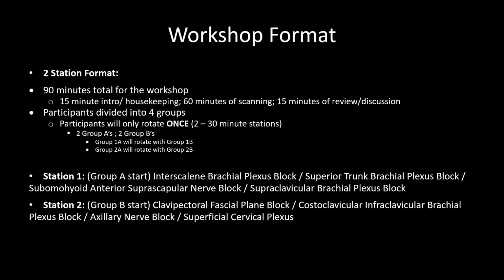Station 1. This is where Group A will start. It will include interscalene brachial plexus block, superior trunk brachial plexus block, subomohyoid anterior suprascapular nerve block, and supraclavicular brachial plexus block. Station 2. This is where Group B will start. It will include clavipectoral fascial plane block, costoclavicular infraclavicular brachial plexus block, axillary nerve block, and superficial cervical plexus.